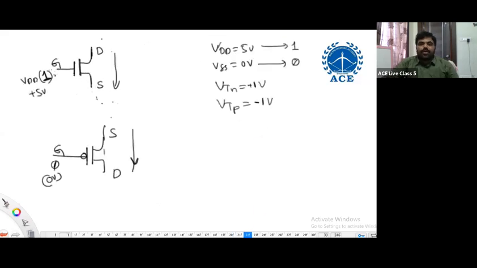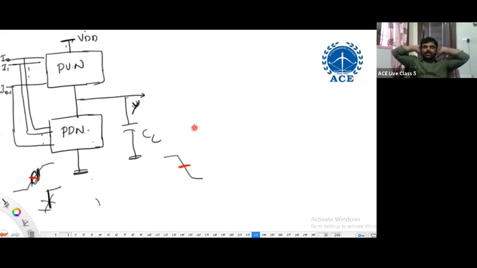So I raised a doubt. Pull-up network will be constructed using P-channel MOSFETs. Pull-down network will be constructed using N-channel MOSFETs. Logic 1, N-channel MOSFET, and logic 0, P-channel MOSFET. So what, Anand?